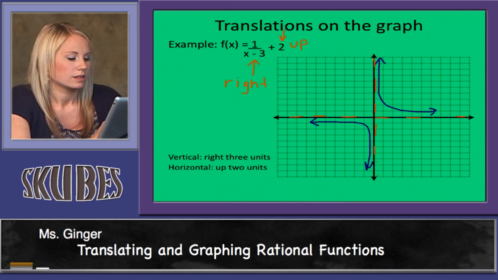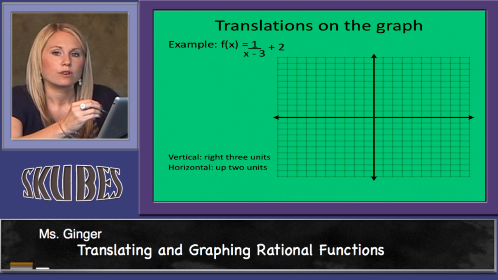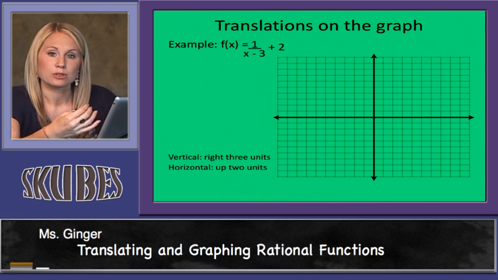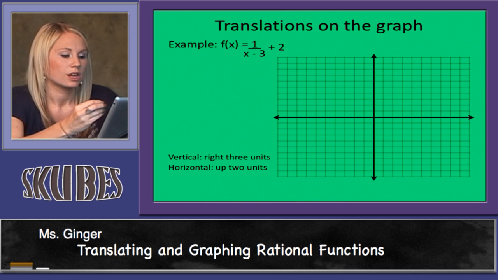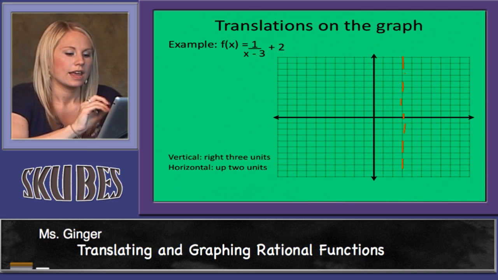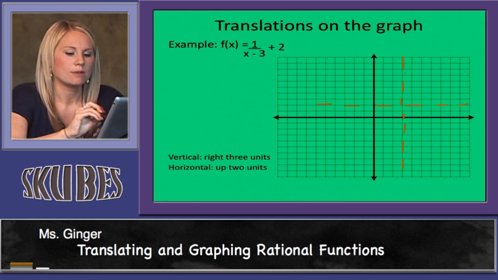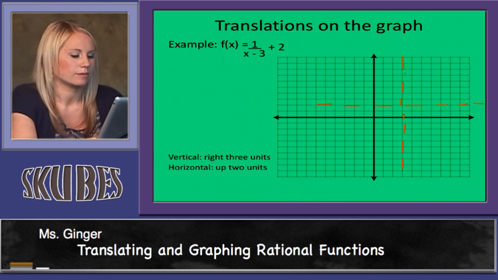So let's get a new color here and let's draw that new picture. So keep in mind 3 units right and 2 units up. So first of all, you want to go put your asymptotes on the graph at those new locations. So whereas it started at 0, now it's going to be 3 units to the right, one of those invisible boundaries, and 2 units up. So there's the other. And that'll make it easier for you to draw your graph in.